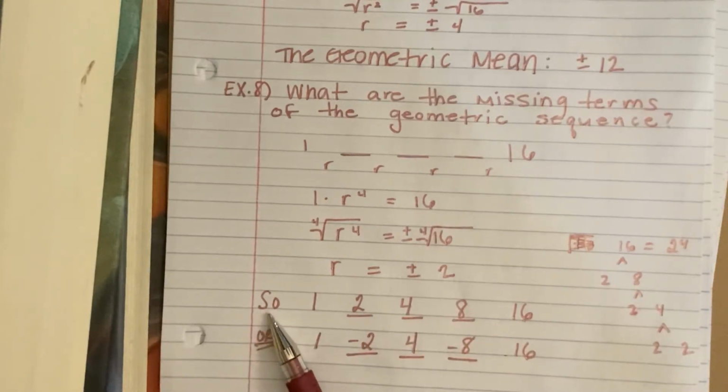So to fill in the missing terms, we could start with 1. And if the ratio was positive 2, then my next term would be 2. Times 2 gives me 4. Times 2 is 8. Times 2 is 16. So that works. Or if the ratio was negative 2, we would have started with positive 1 times negative 2 gives me negative 2. Negative 2 times negative 2 is positive 4. Positive 4 times negative 2 is negative 8. Negative 8 times negative 2 is positive 16. Okay, so that would also be an option.